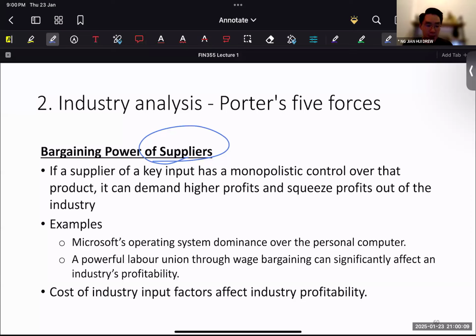Okay, an example of course is Microsoft. They have a dominance in terms of a lot of the computers, even though now a lot of people are starting to use Apple computers as well. So there's a bit of a change in terms of bargaining power, right?